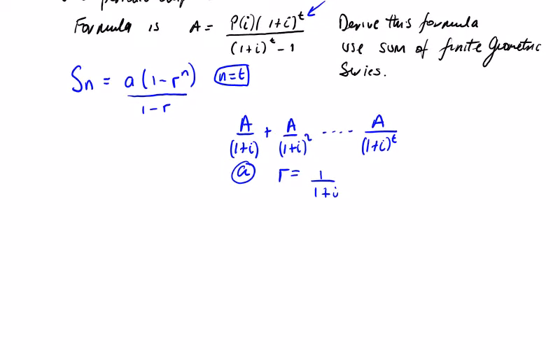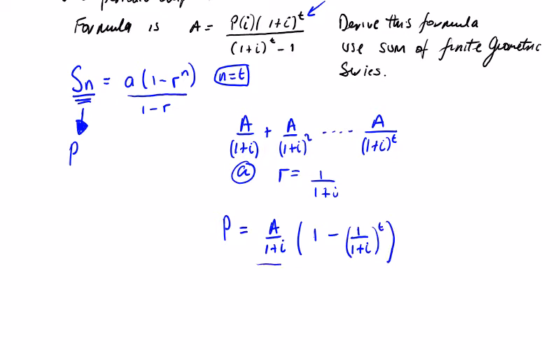So now we just fill this information into Sn. The sum of n payments is my loan amount, which is P. So P is equal to a, which is A over 1 plus I, times 1 minus r, which is 1 over 1 plus I, to the power of T in this case. And that's going to be over 1 minus r, which is 1 minus 1 over 1 plus I.